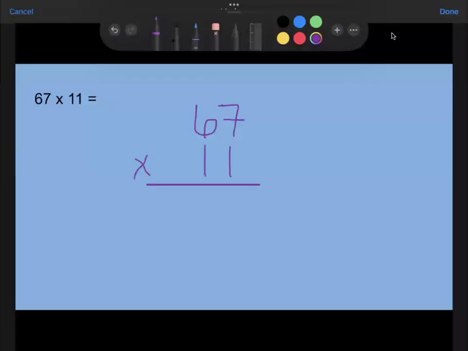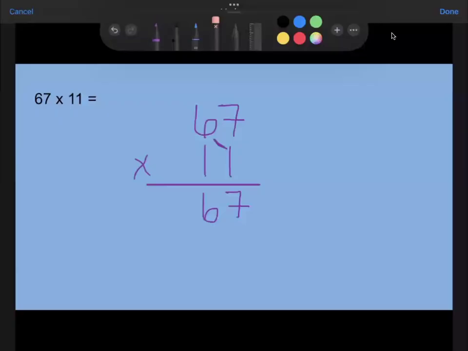So first I'm going to multiply the two numbers in the ones place. That would be 7 times 1, which is 7. Then I'm going to multiply these two numbers here. So that's the number in the tens place at the top times the number in the ones place on the bottom. 6 times 1 is 6. So that would be our first row of multiplication.